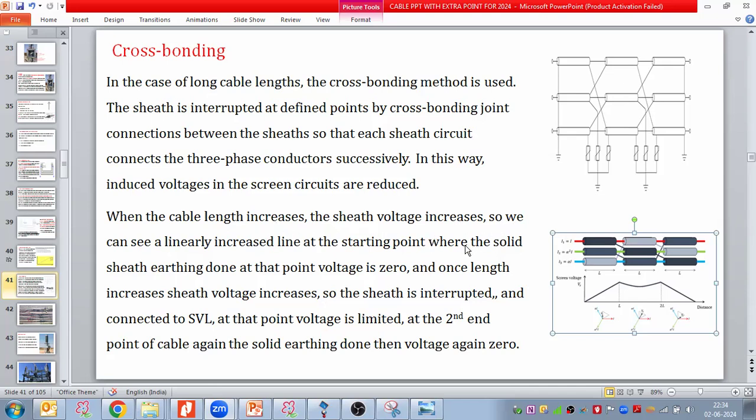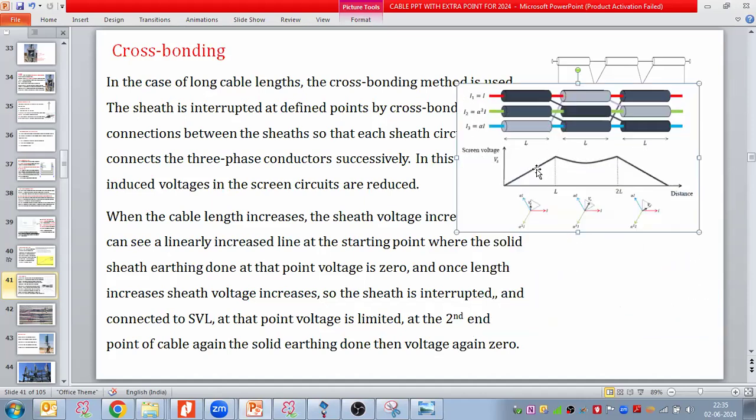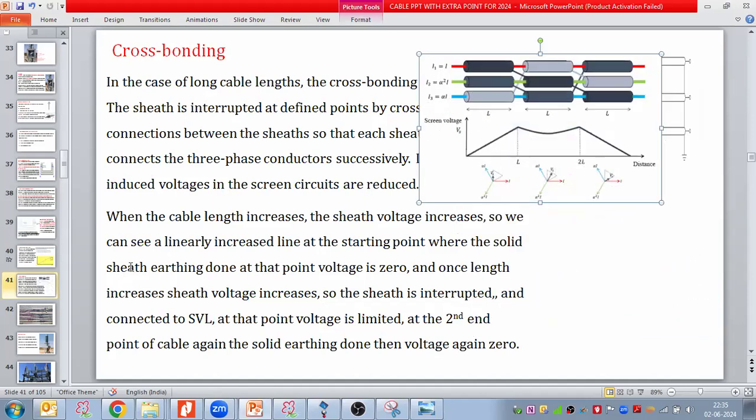So we can see a linearly increasing line, like here where I'm explaining this graph. This I have already explained. So in the cable, the cable sheath voltage shows a linearly increasing graph. At the starting point 0, where the solid sheath earthing is done, the voltage is 0. And once the length increases going up to L, the sheath voltage keeps increasing.